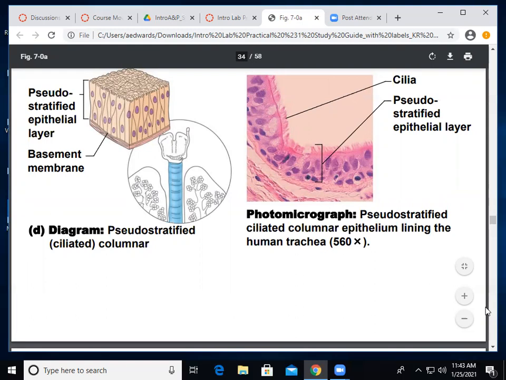So this is sort of, I'll put a little box in here, kind of in the middle. Pseudo-stratified columnar. It looks like 2 layers in some places, not. Okay.